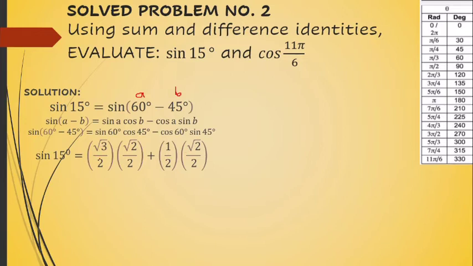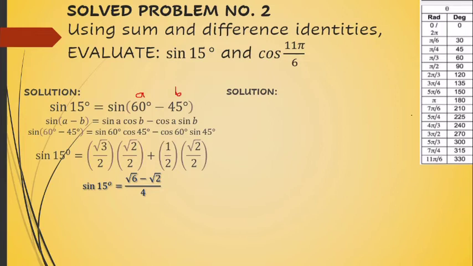So, square root of 3 over 2 times square root of 2 over 2 plus 1 half. Since this is the cosine of 60, sine of 45. Ayan. And, you will get this answer. And also, you are going to evaluate the cosine 11 pi over 6. What is 11 pi over 6? That is 330.